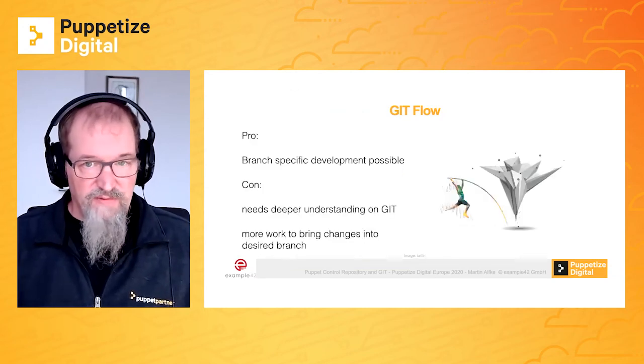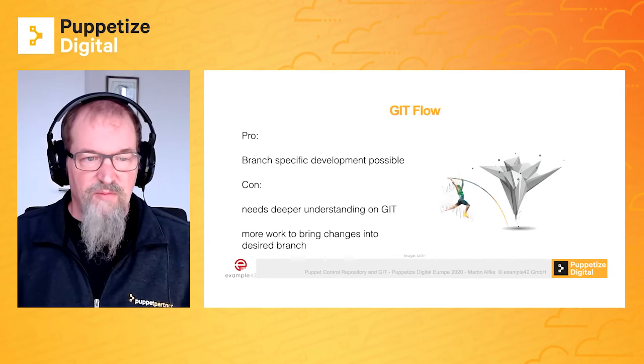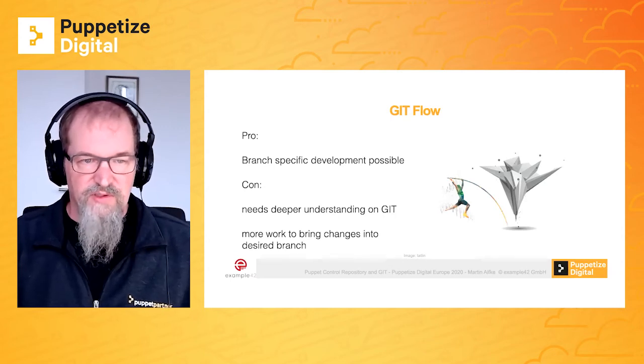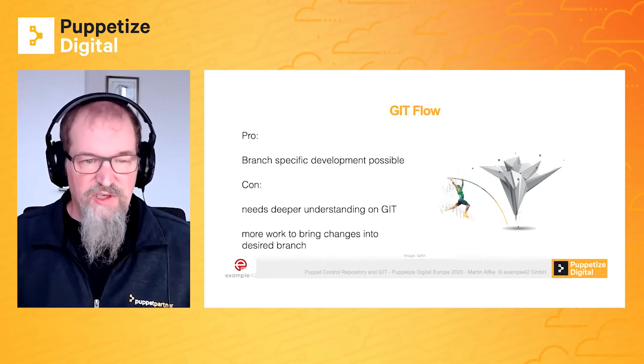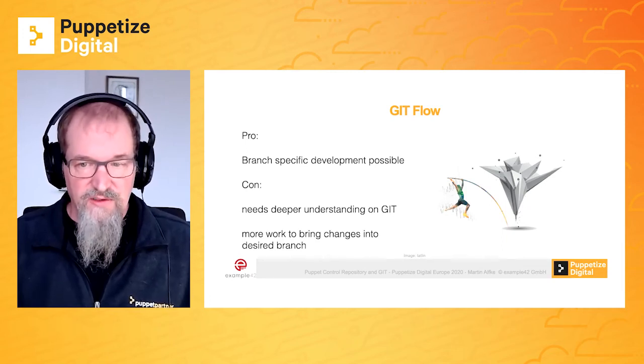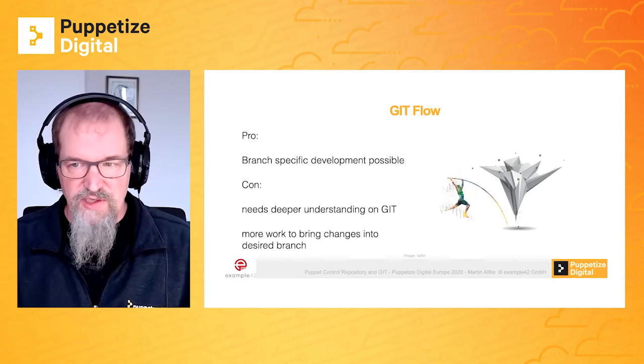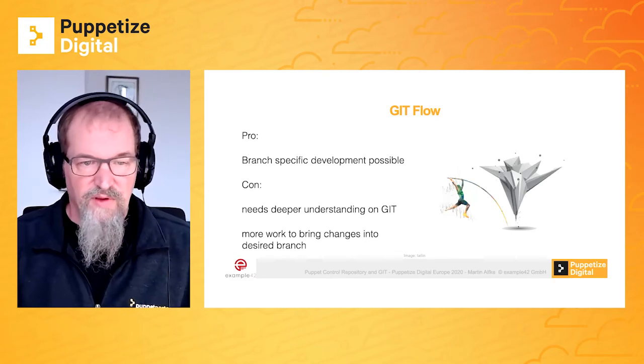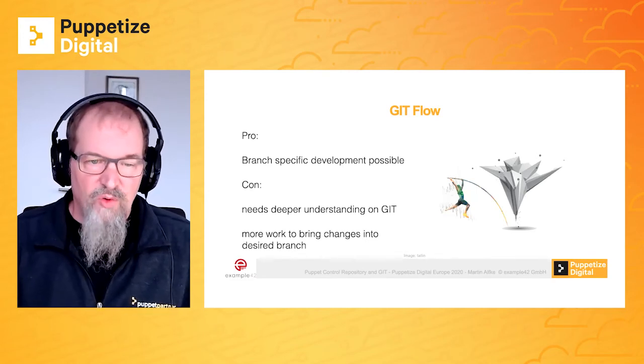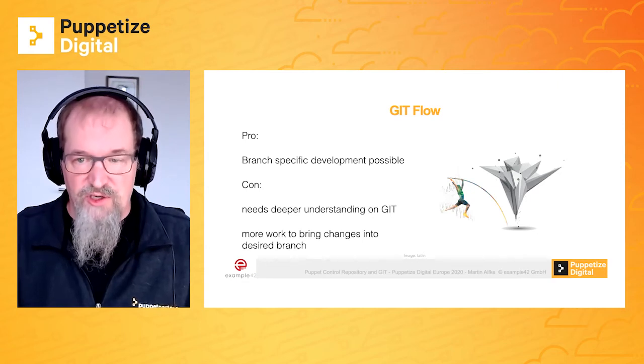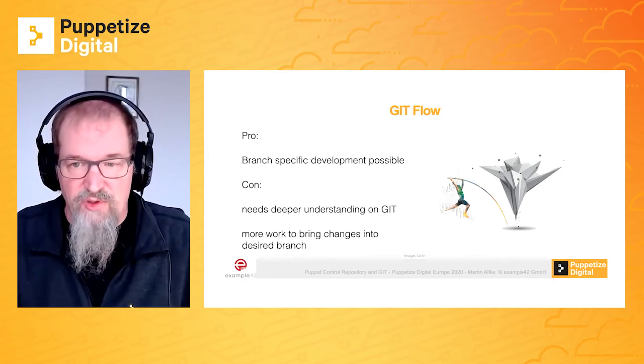So the positive thing is you can have branch-specific development, each long-living branch. On the other hand, you need to have a good understanding of Git, squashing, rebasing, cherry picking. And it's a little bit more work to bring changes into a desired branch because you have to work on multiple branches.